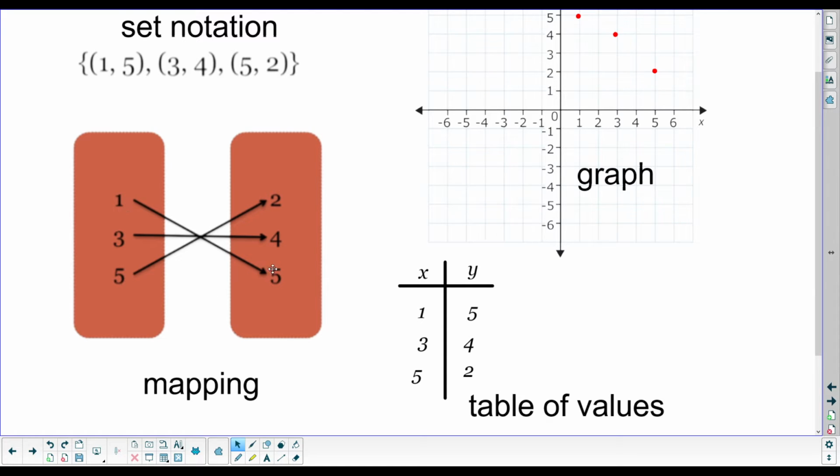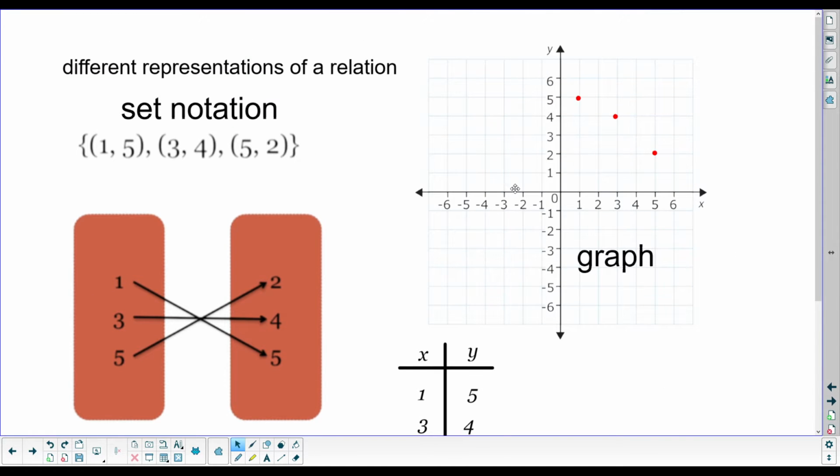So 1 goes with 5. So 1 and 5 have a relationship. Okay. 3 and 4 are related. 5 and 2 are related. So that's why we call it a relation. Those numbers are associated with each other, or they have a relationship with each other. So this is the second way, a mapping.